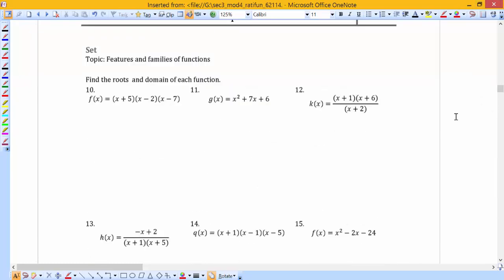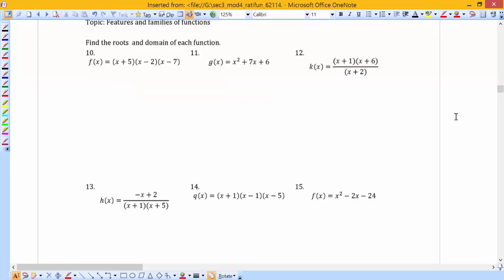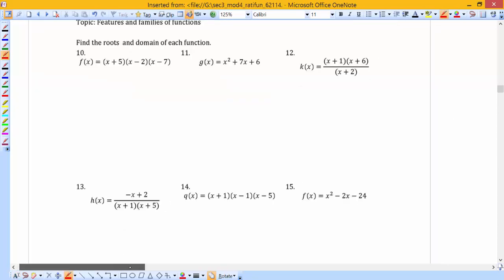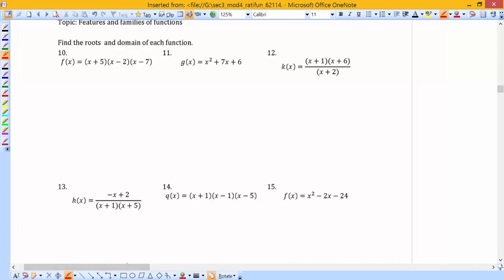Okay, now let's look at the set. The set is finding roots and domains of each of these functions. Now I want to draw your attention to 10, 11, 14, and 15. Those should look familiar. In module 3, we saw functions like that. And what do we call these functions? These are our polynomial functions.